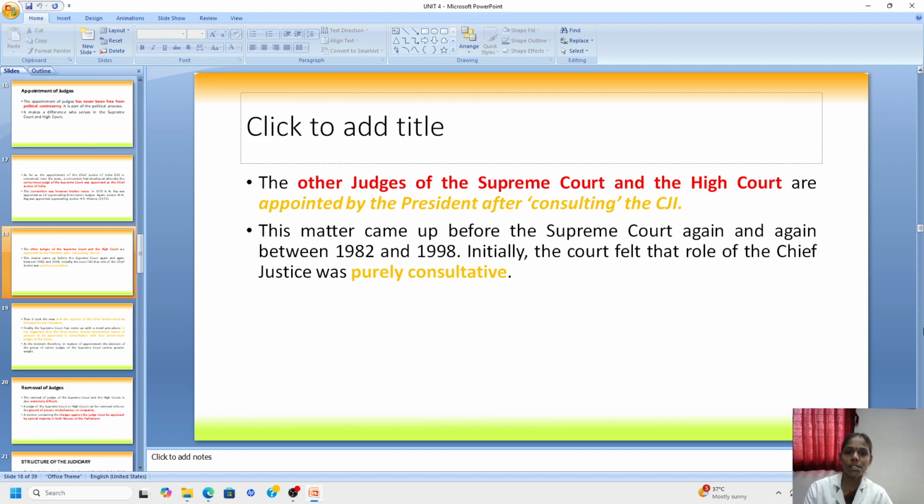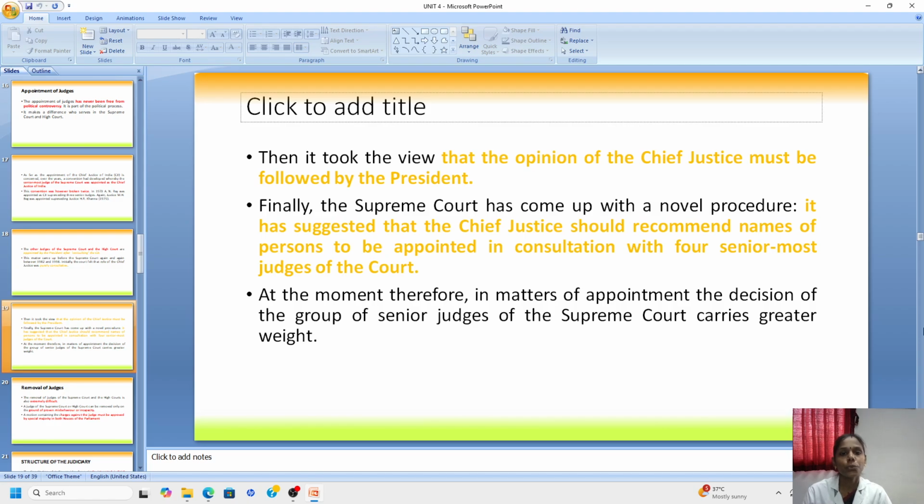Other judges of the Supreme Court and High Court are appointed by the President after consulting the CJI. Then the court took the view that the opinion of the Chief Justice must be followed by the President. Finally, the Supreme Court has come up with a novel procedure. It has suggested that the Chief Justice should recommend names of persons to be appointed in consultation with the four senior most judges of the court.